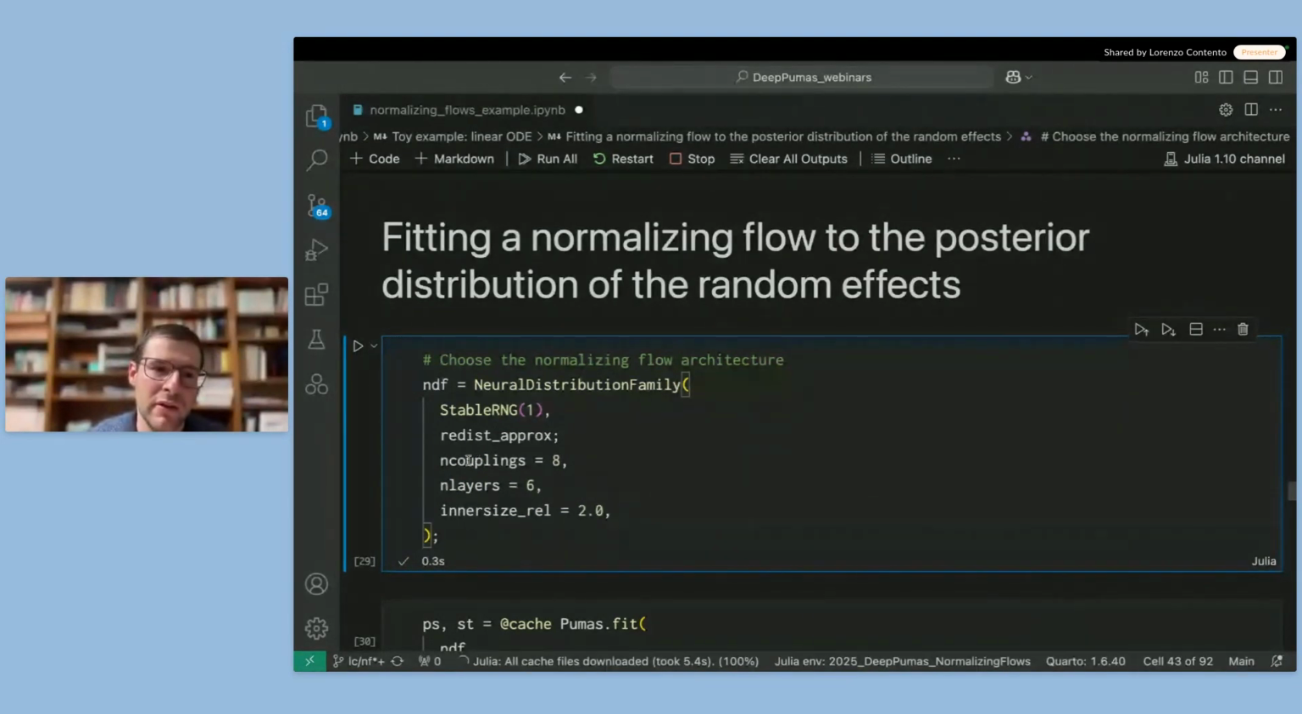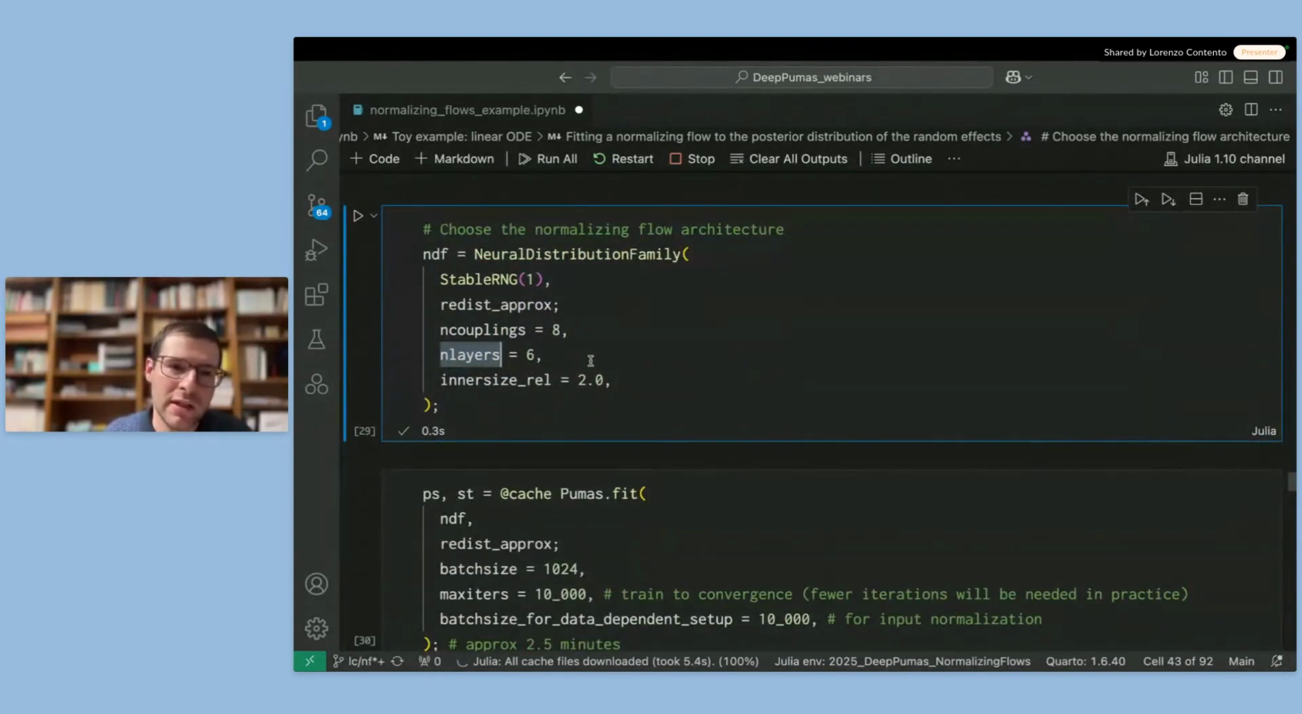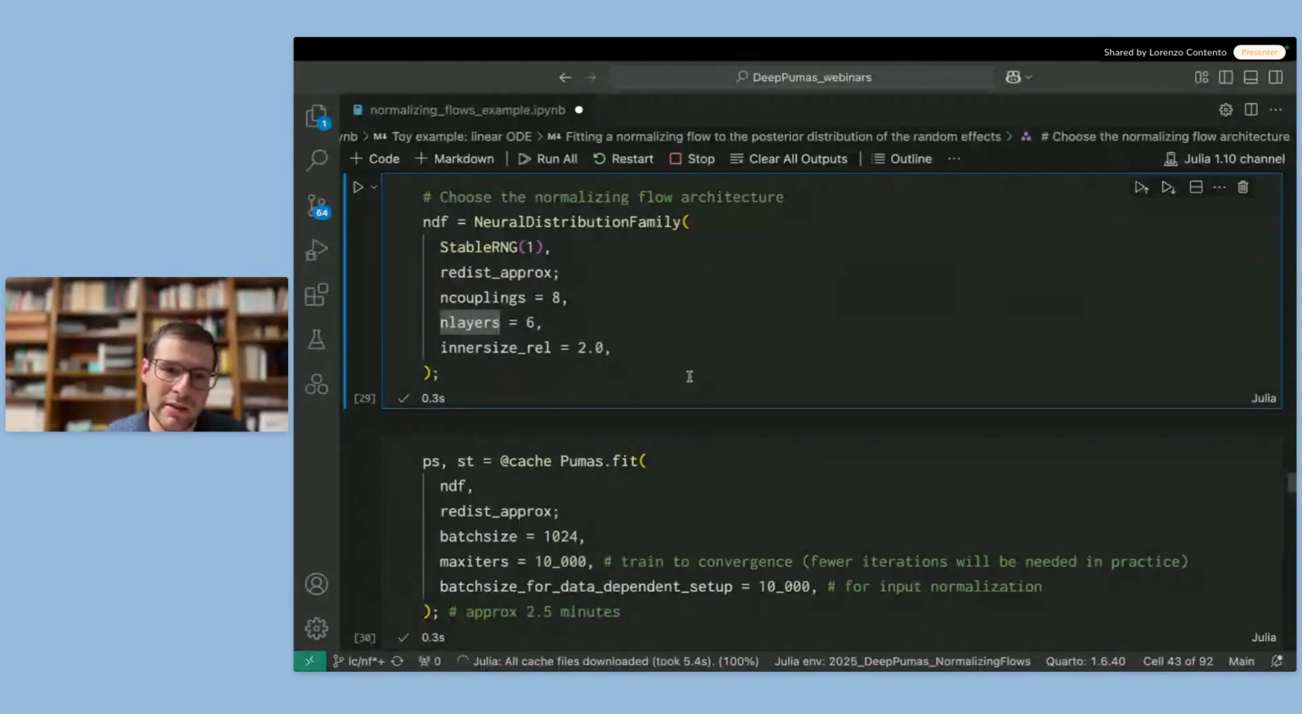So the number of couplings that are stacked on top of each other is this n couplings here. And then for each of these couplings, there's a neural network that computes the stretching factor, and the number of layers, so the complexity of that neural network, is controlled by this parameter. So by fine-tuning this, you can usually find a good trade-off between fitting time and performance in terms of how well the target distribution was fit.